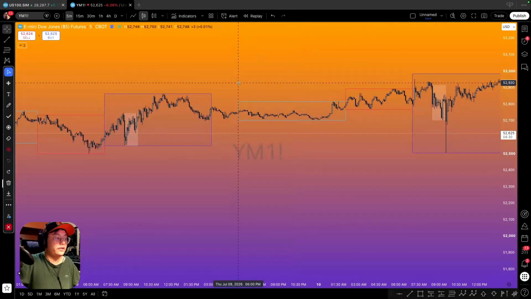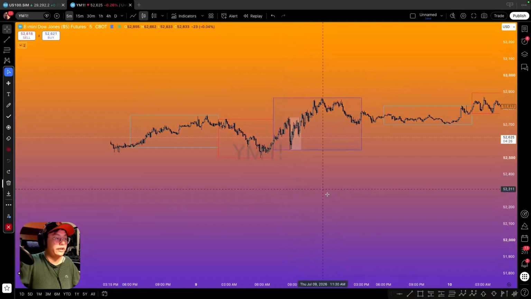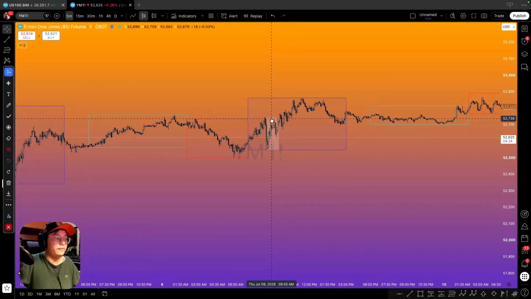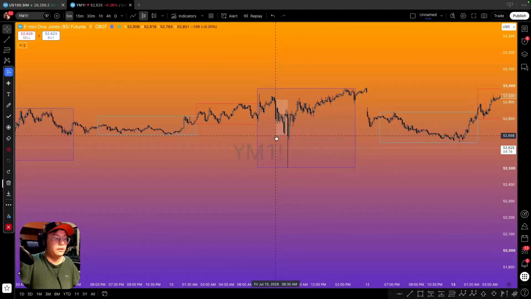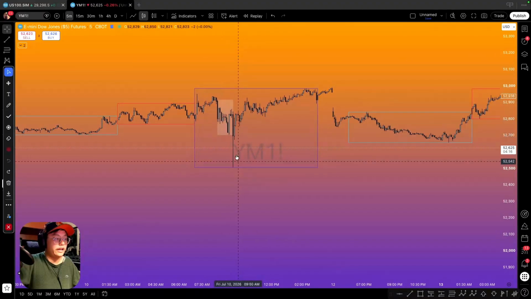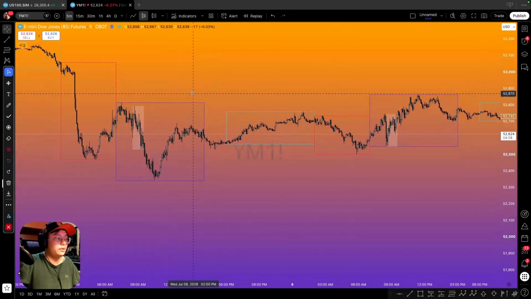I'll see if I can find you another example where IB breaks. It's kind of the same thing right here. See, it broke. It just remains above it throughout the day. This one had a fake break, but you can see how this one just kind of stalls. So this one's most likely a range.